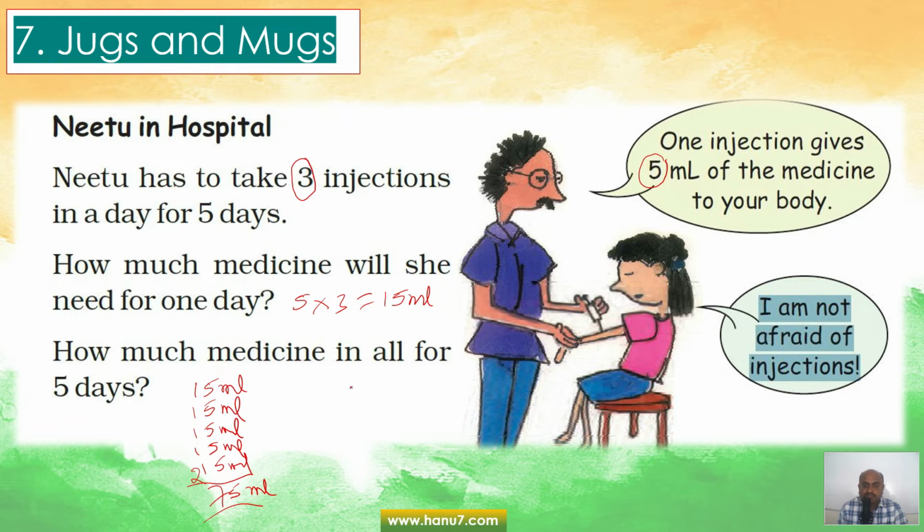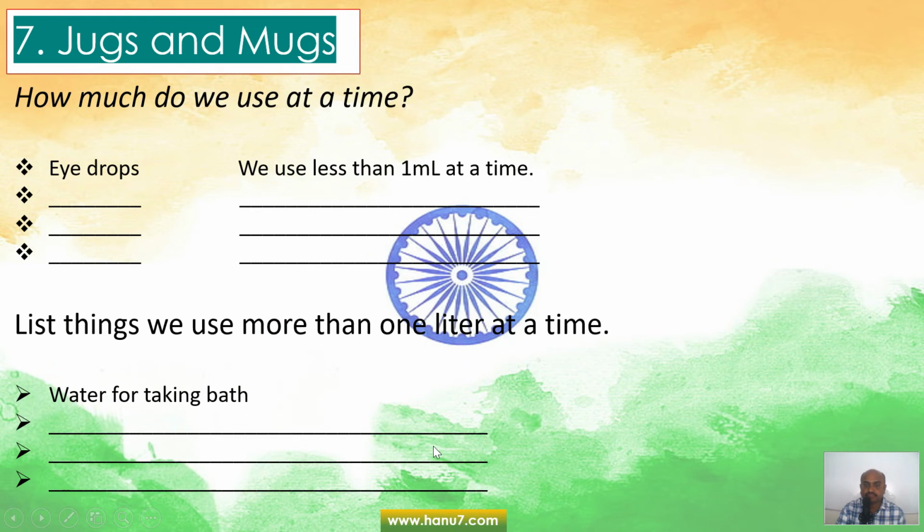Otherwise, you can solve this another way. In one day she is taking 15 ml, so 15 ml into 5 days, you can use multiplication instead of addition. 5 into 5 is 25, write 5 and carry 2, and 5 plus 2 is 7. 75 ml will be the answer. So in both ways you can calculate how much medicine she consumes.